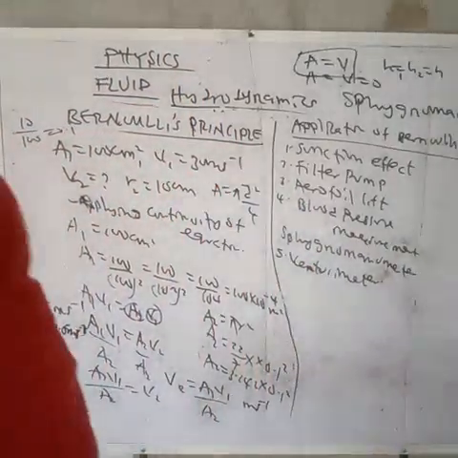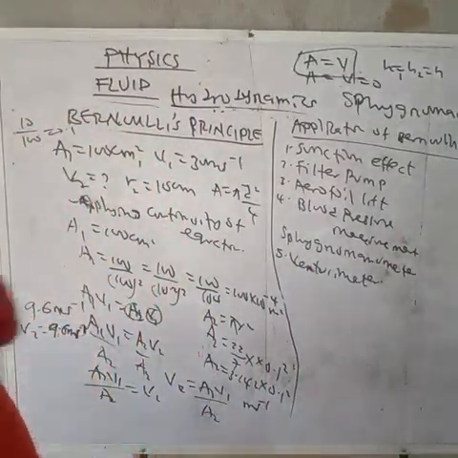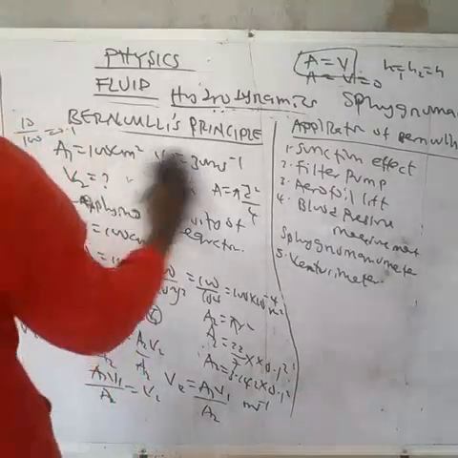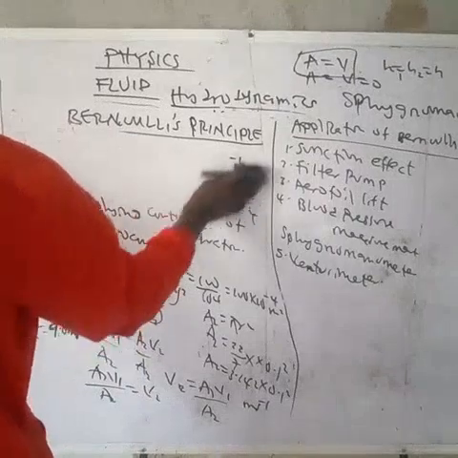So now let us look at the second question on Bernoulli's equation. The question goes thus: a long rubber hose of uniform cross section.